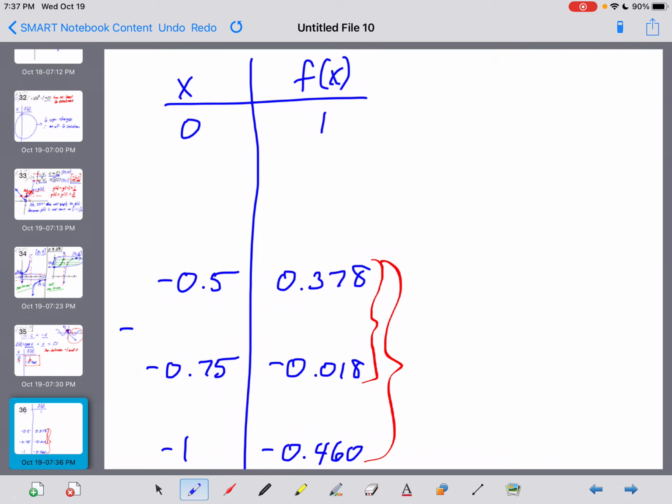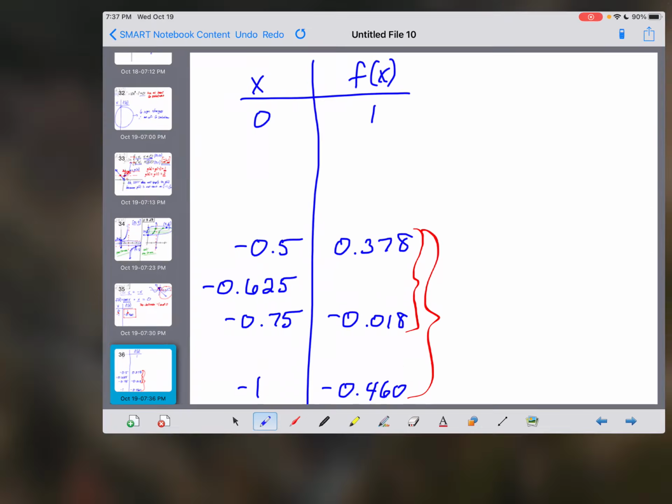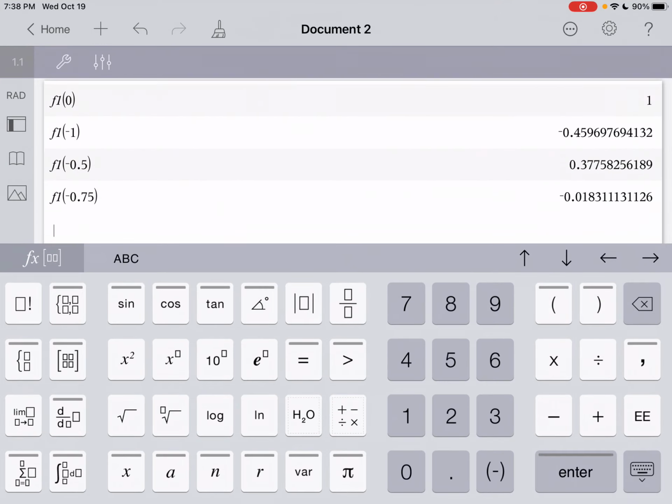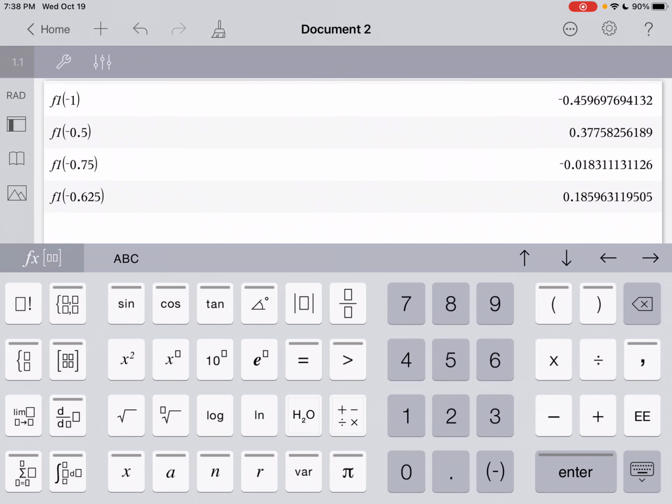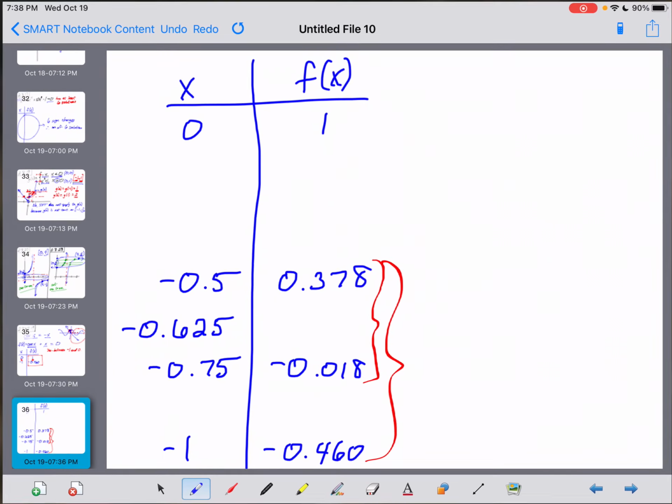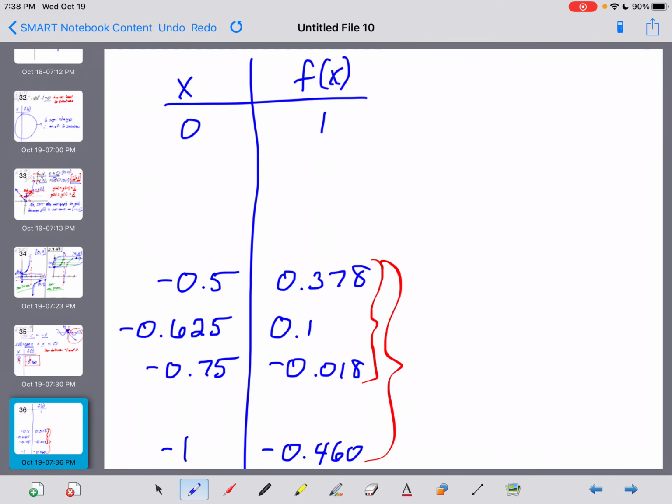So we're going to bisect that one more time. Use your calculator if you need the help here, guys, but that's going to be negative 0.625. That's negative 5/8. Let's see what happens when we plug that one in. Should be the last time we have to do this now. So here we go. F1 of negative 0.625. And that looks like it gets us a positive result of 0.186. Let's write that down, 0.186.